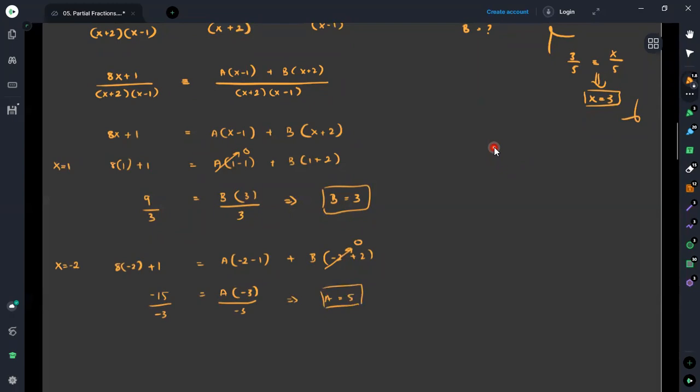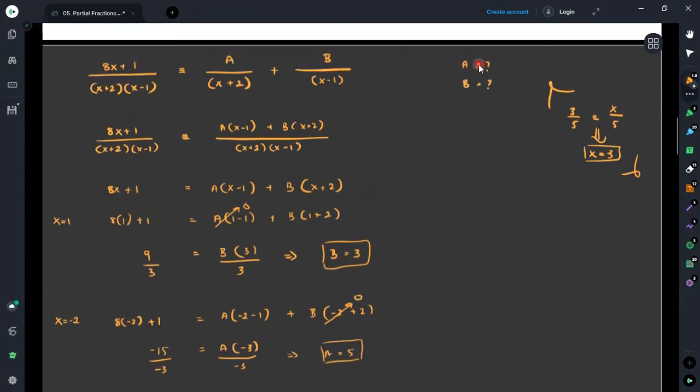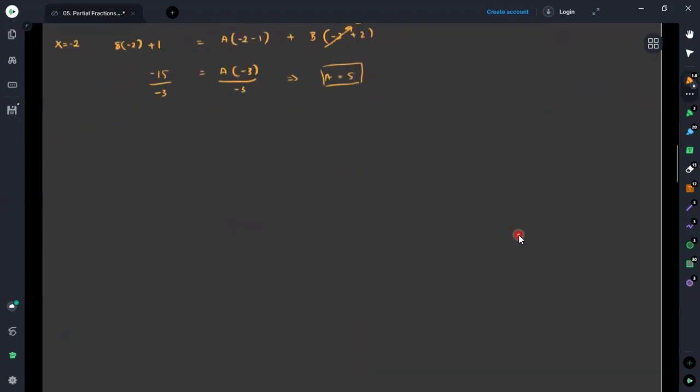Now our goal of finding the values of a and b is accomplished, but our main idea is to decompose this algebraic fraction into partial fractions. Therefore, it is not enough to just find the values of a and b; we need to substitute them in the appropriate places as well. Therefore, the partial fraction decomposition of 8x plus 1 over x plus 2 into x minus 1.